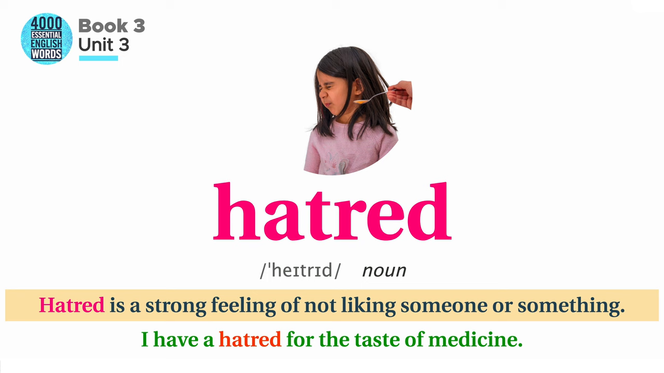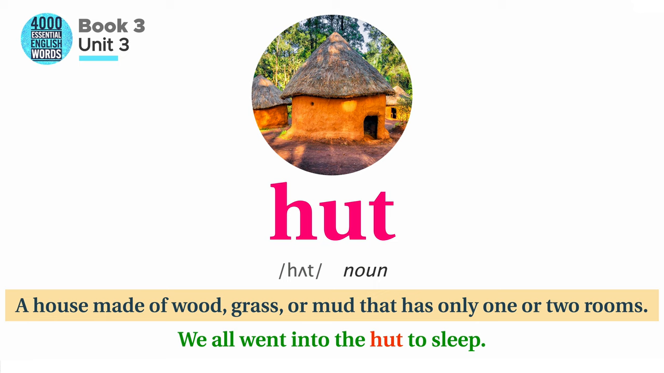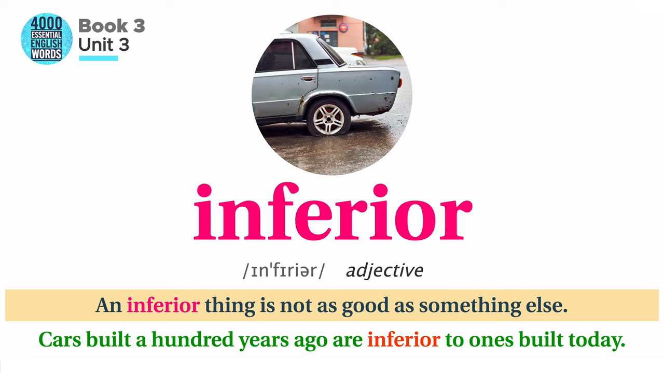Hut. A hut is a house made of wood, grass, or mud that has only one or two rooms. We all went into the hut to sleep. Inferior. An inferior thing is not as good as something else. Cars built 100 years ago are inferior to ones built today.